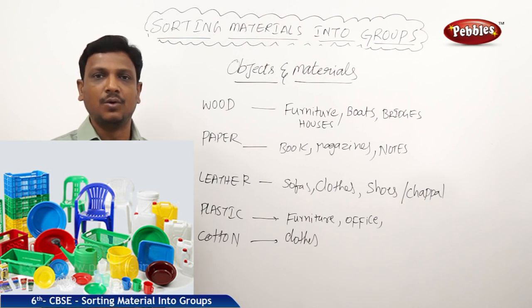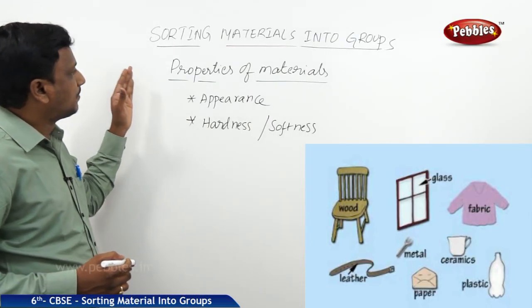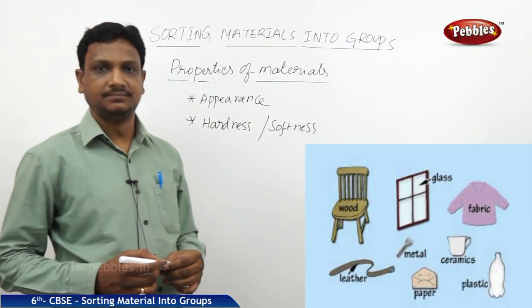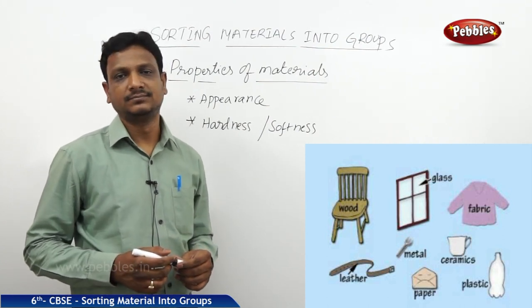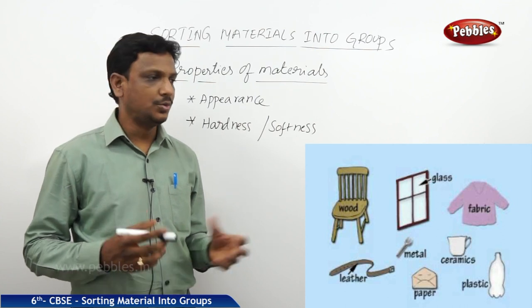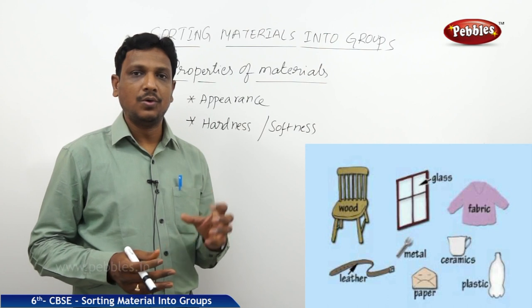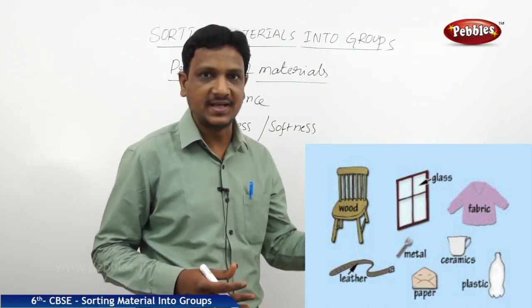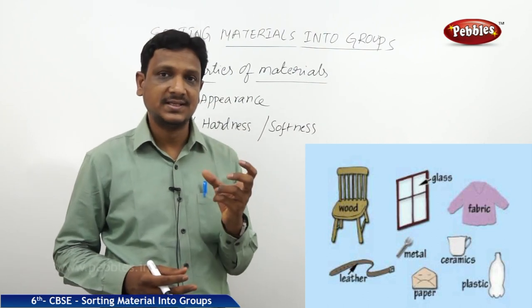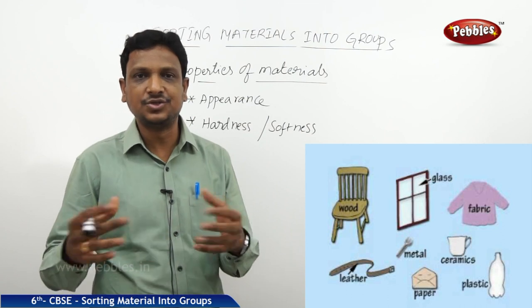So now we will go into the further details of sorting the materials, right, children? Now let us see the properties of materials. So why do we need to know the property of a material, right? So you need some object for a specific purpose. So you are making one object, one item to do a specific task. You should see that the item should have some certain properties to do the job.